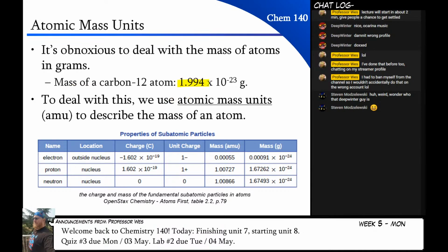So we're going to assign this value to a specific mass. We're going to say that this is 12 AMU. This is actually just a definition. Carbon-12 weighs exactly 12 AMU. And I think I show that on the next slide.